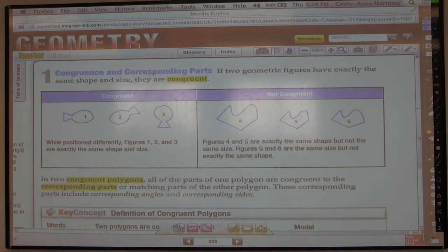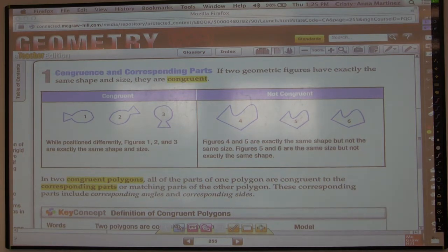I need you to copy down these figures and this definition of congruence and corresponding parts. It says here, if two geometric figures have exactly the same shape and size, then they are congruent. And it's actually from this where we get our symbol for congruence, which is an equal sign with a similarity symbol.